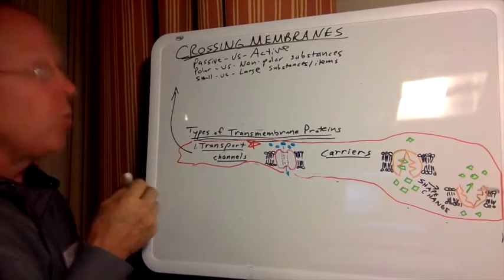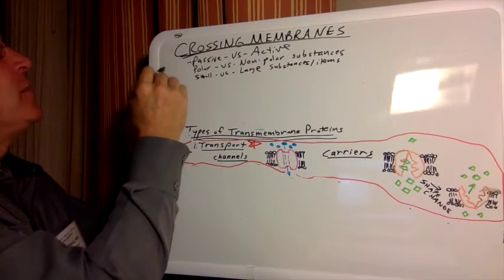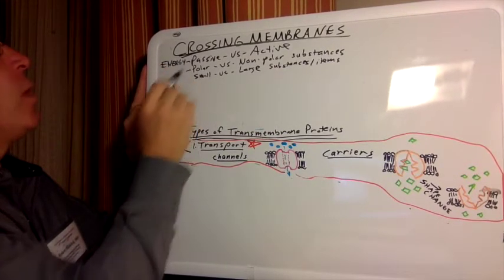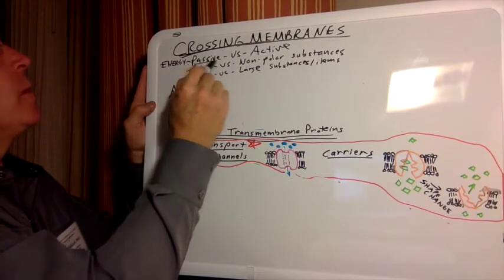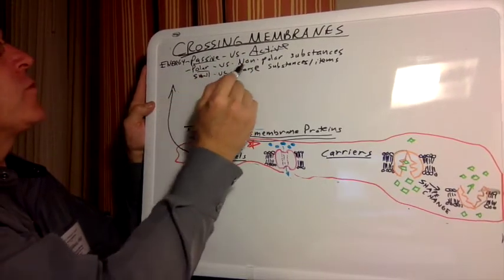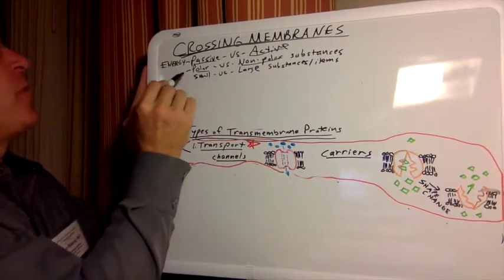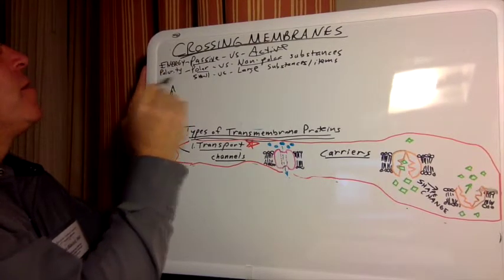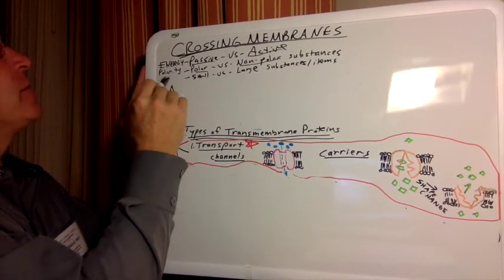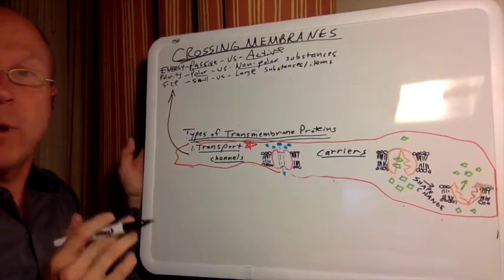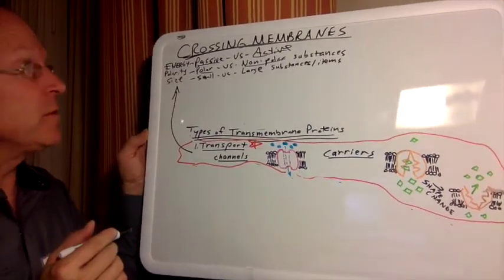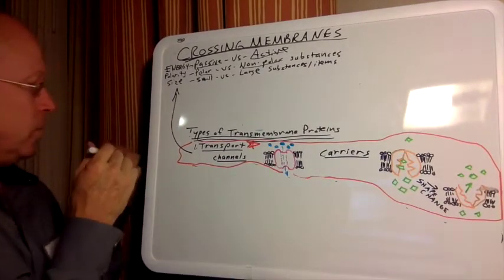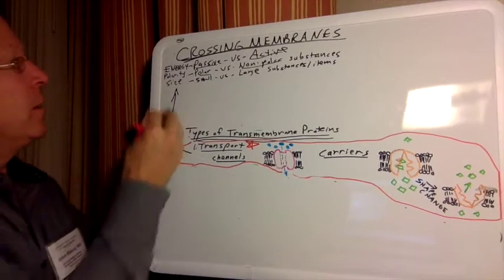So the first thing that we're going to do, this one has to do with energy. I'll underline these: passive versus active, polar versus non-polar. This one has to do with polarity. This one has to do with size. We're going to look at crossing membranes from those 3 perspectives. Okay. Let's do a little erasing here.